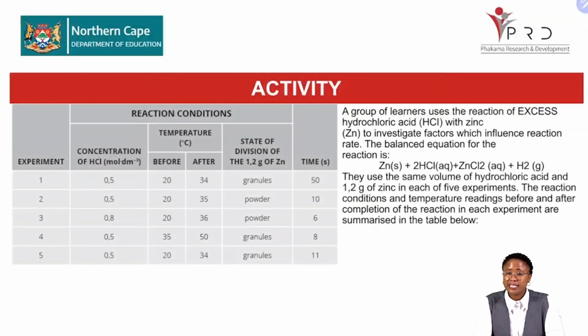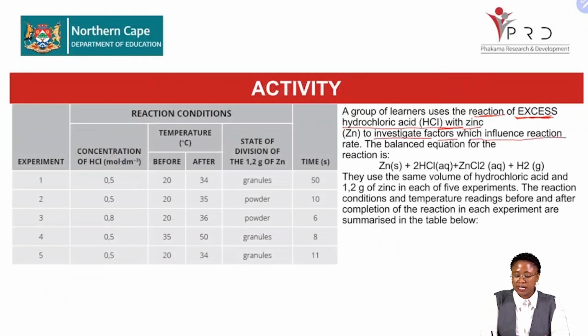Now, guys, let us quickly look at another activity, a different way in which the examiner can ask the question. The question says a group of learners uses different reactions of excess hydrochloric acid with zinc. Remember the word excess, you must know it from grade 11, where we were looking at limiting and excess reagent. Excess means the one that has been left behind after the reaction has come to a complete stop. Zinc is used to investigate the factors which influence the reaction rate, and the balanced equation for the reaction is given as follows.